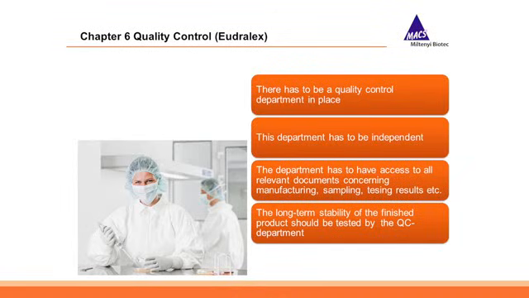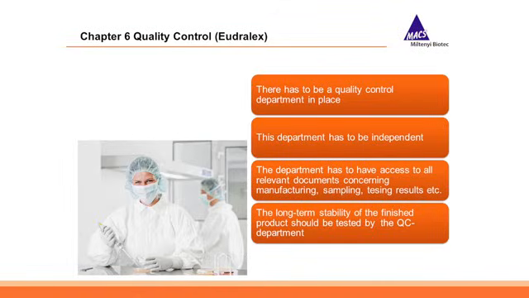But it's not only mentioned in the FDA guideline, it's also mentioned in the Eudralex guideline. It's more or less the same as you see here. But what's especially mentioned in the European guideline is that the department should have access to all relevant documents concerning manufacturing, sampling, testing results, and so on and so forth, and that there should be a long-term stability study of the finished product, which should be tested on a regular basis by the quality control department.